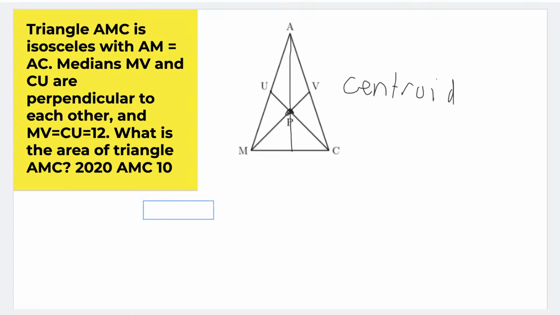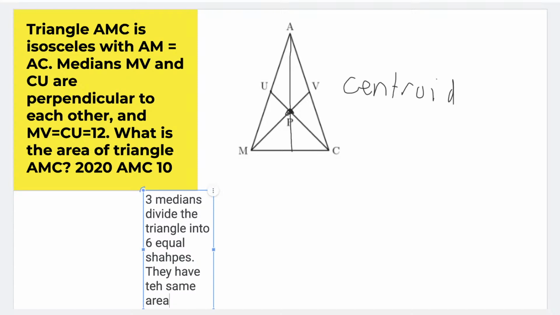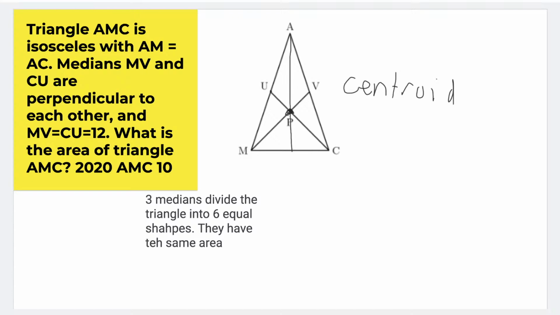It divides the triangle into six equal shapes, and they all have the same area, which is the point of this problem. The ratio is 2 to 1 where it's divided. If we know it's 2 to 1, then MP is 2x and PV is x. But we already know MV is 12. So 2x plus x is 3x equals 12, so x equals 4.